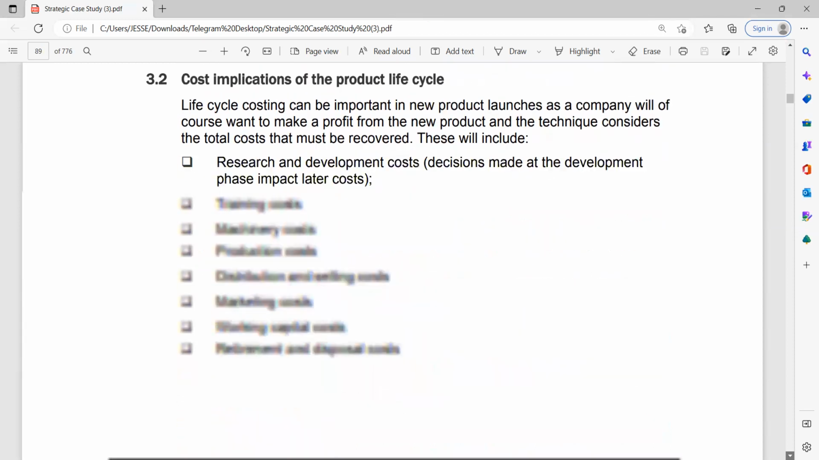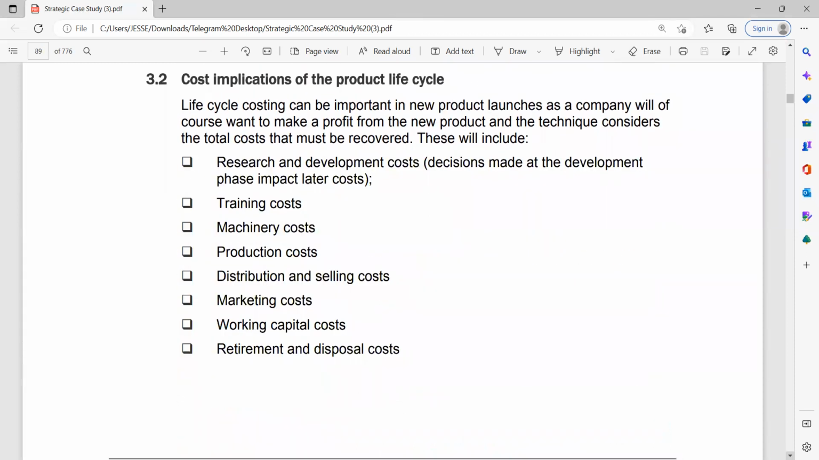Now let's look at the cost implications of the product life cycle. Very, very important.